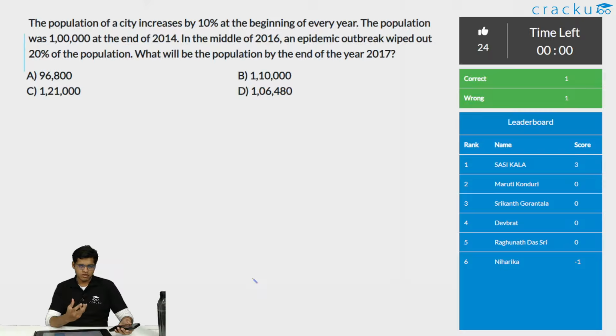For example, if you're scoring low, what is the reason for scoring low? Is it lack of focus, lack of stamina, lack of clarity in concepts, right? So focus on those aspects.